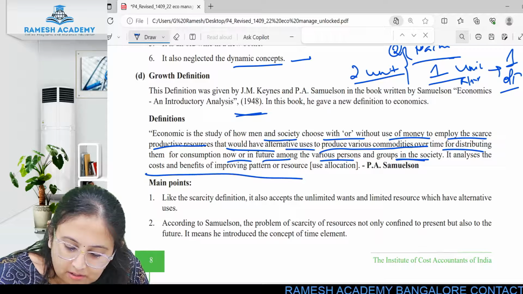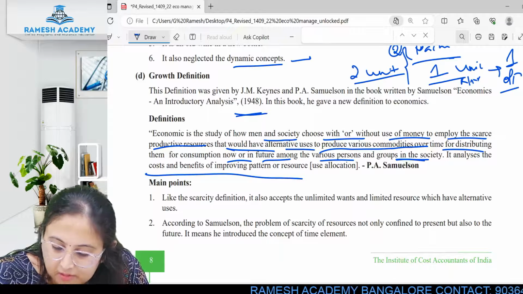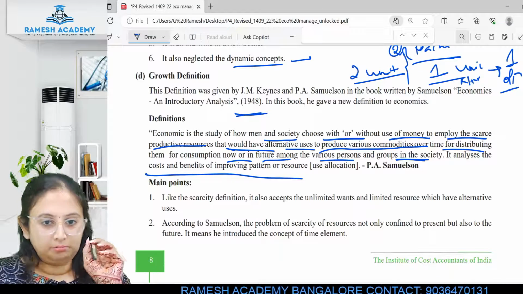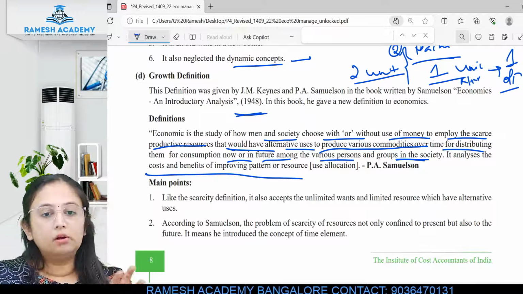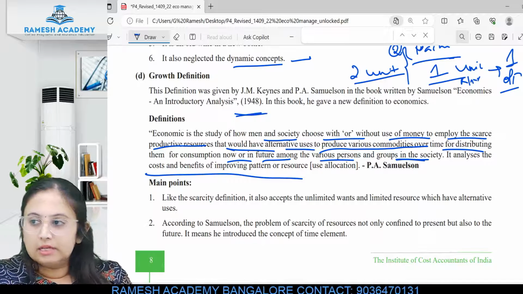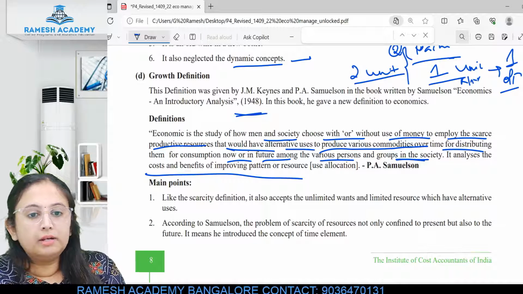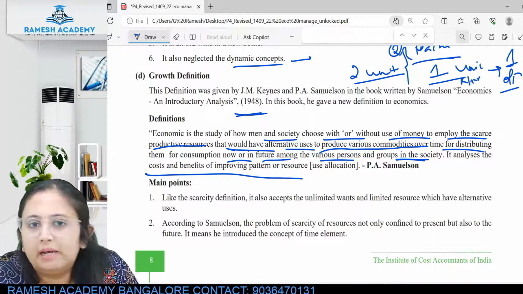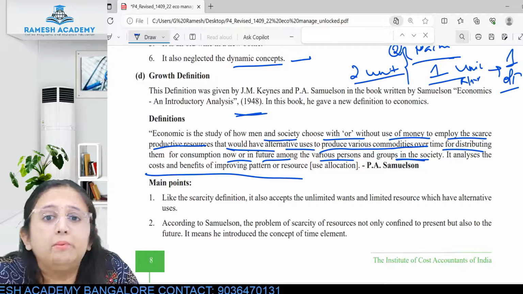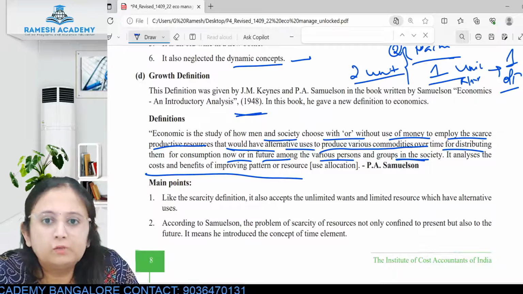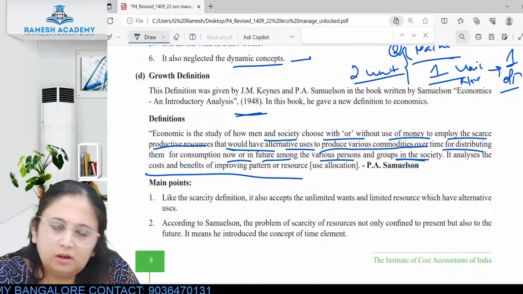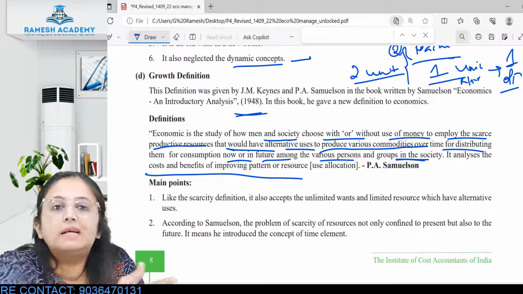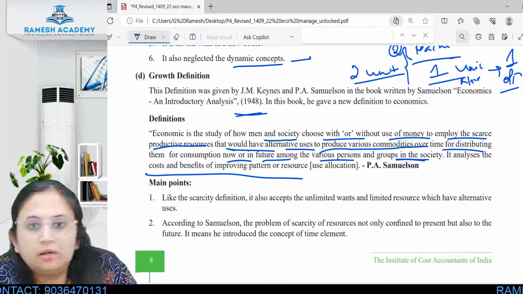It analyzes the cost and benefits of improving patterns of resource use. So here we are talking about the growth definition. Mainly Samuelson concentrates on future generations. He says economics is not only considering what you want to consume now, whether you are spending money and consuming resources or without spending money. For example, water. Now you are paying money for water also, but I am just taking an example. There are lakes, you go, you use the water, you need not pay any money.